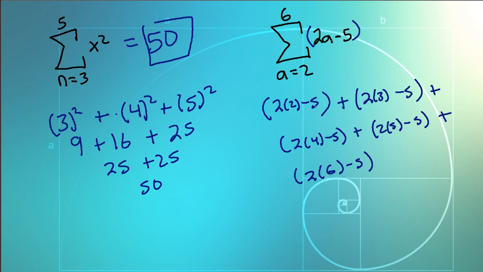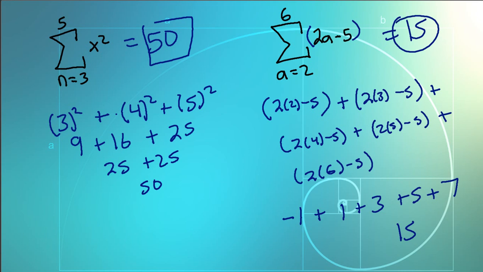So this one's 4 minus 5. Well, that's negative 1, plus. This one's 6 minus 5, 1, plus. This one's 8 minus 5, 3, plus. This one is 10 minus 5, 5, plus. And this one's 12 minus 5, 7. All right, so when I add those all up, I'm going to get 15. So this equals 15.